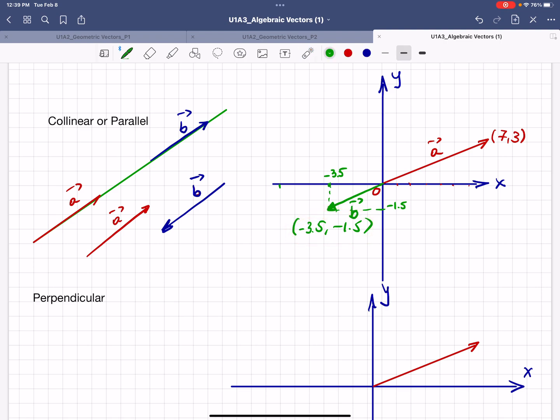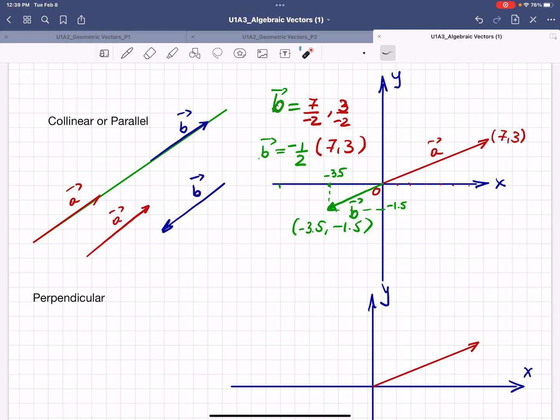We'll say that vector B would be equal to, notice how negative 3.5 is 7 divided by negative 2, and negative 1.5 is 3 divided by negative 2. So to obtain the coordinates of vector B, we could have simply divided the x of A by negative 2 and the y of A also by negative 2. In other words, vector B is half in magnitude of vector A, and it's heading in the opposite direction. So that means negative 1 over 2 times 7, 3.